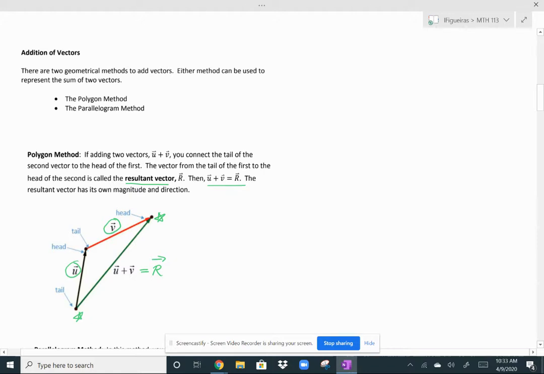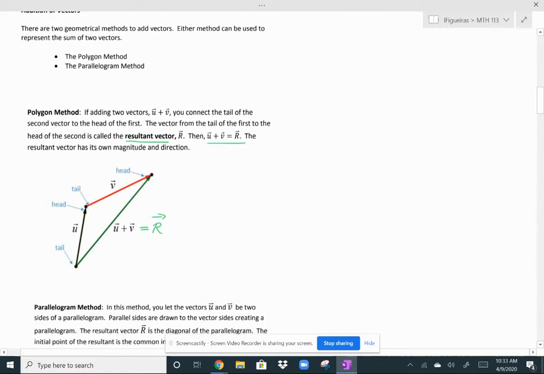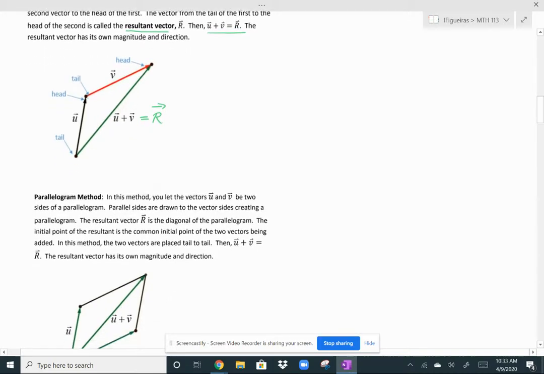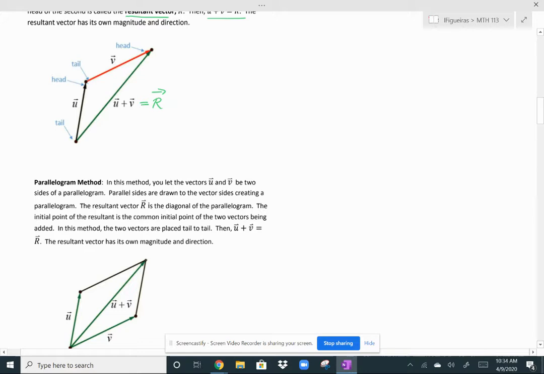Okay, in that, the resultant vector r has its own magnitude and direction, which is different than u and v. Okay, so look at this from the perspective of the parallelogram method. With this method, the u and the v vectors are going to represent two sides of a parallelogram. Remember, a parallelogram looks like a rectangle that's kind of pushed on its side, so it has four sides. So u and v are two sides of the parallelogram.